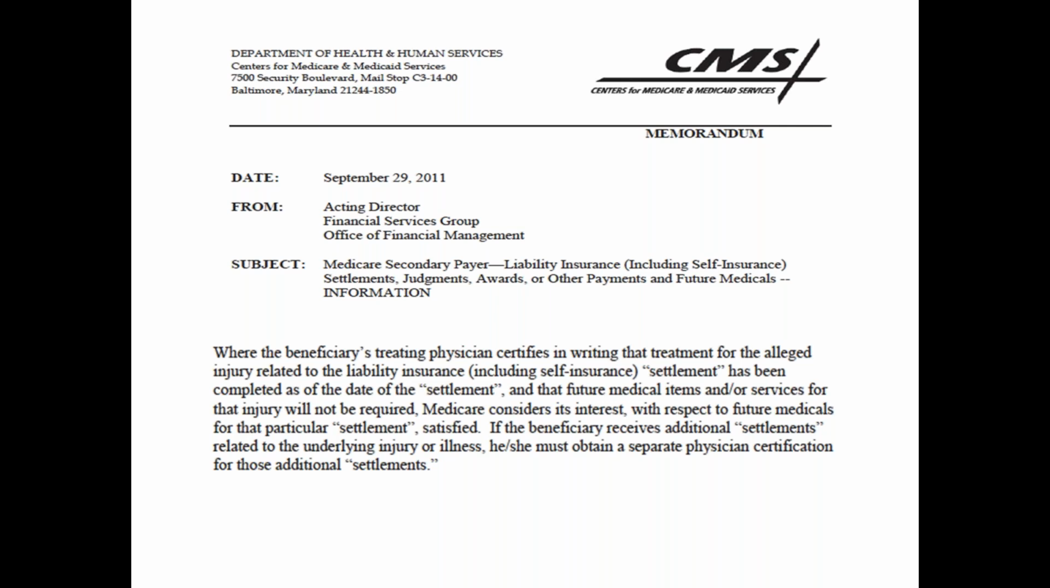There are situations where you can get that post-settlement. It's not something that necessarily has to be obtained prior to settlement, even if there were claims of medical damages contained in the case. But this also is indicative of the fact that Medicare viewed Medicare set-asides as being necessary because they went ahead and defined when they're not necessary in the context of liability settlements.